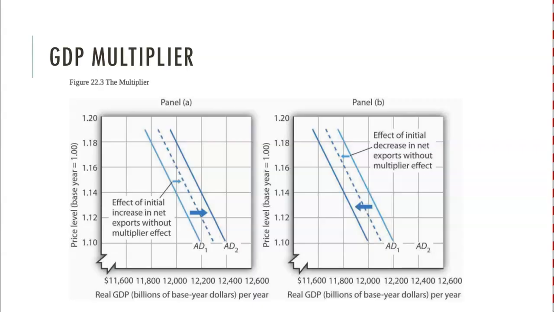We can see that here on this graph. We've got panel A and panel B. Both of these are showing changes in aggregate demand. Panel A is looking at an increase in aggregate demand. We may have some initial increase in net exports, represented here by this dashed line in the middle. But through the multiplier process, because that money is continually spent and creates new production, it actually leads to an even greater increase in total real GDP. Panel B shows a decrease. We have some smaller decrease in aggregate demand, which leads to an even bigger change in real GDP.